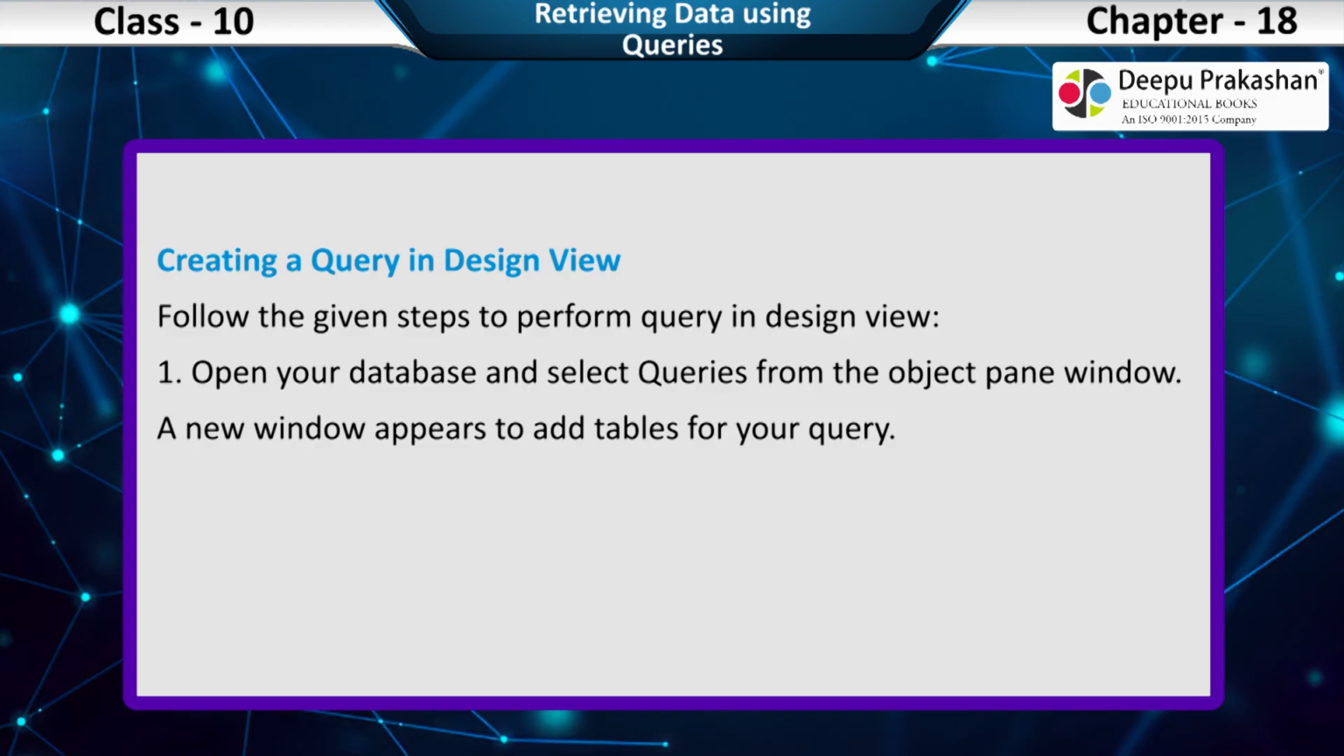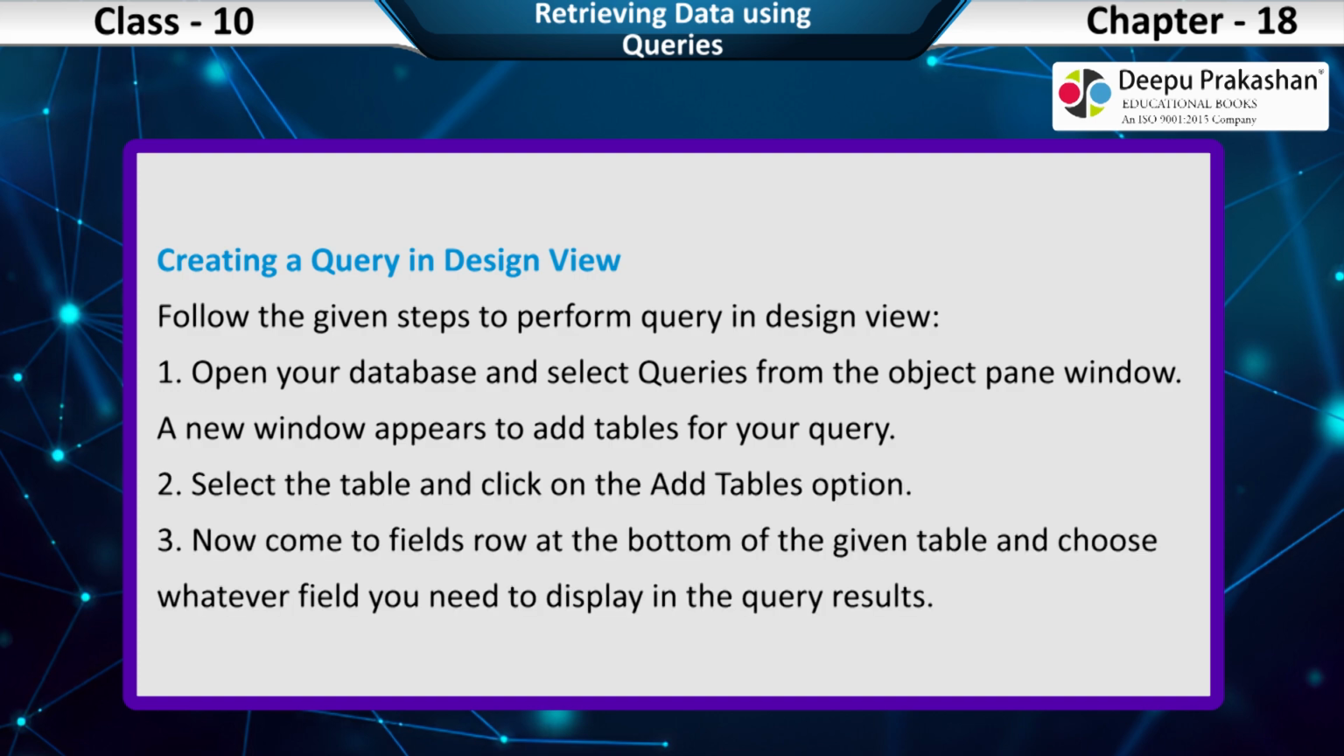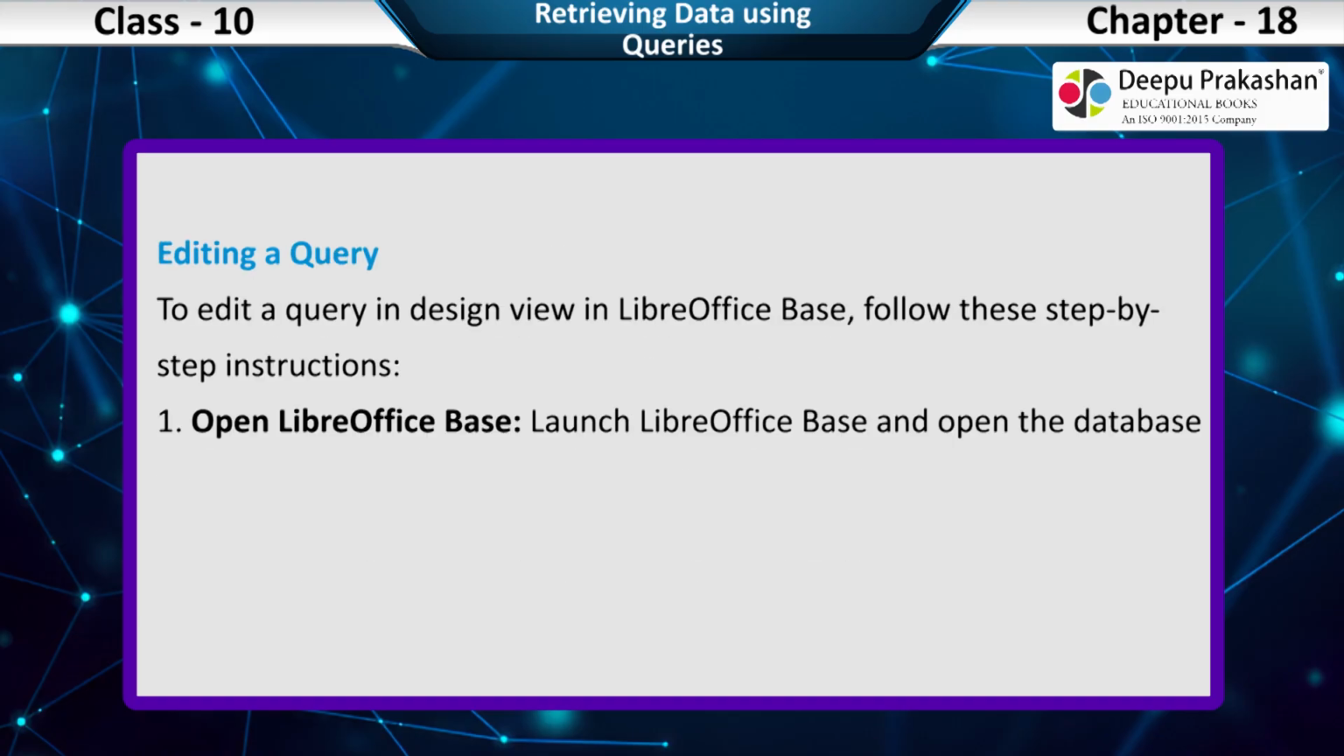Follow the given steps to perform query in Design View. Open your database and select Queries from the Object pane window. A new window appears to add tables for your query. Select the table and click on the Add Tables option. Now come to Fields row at the bottom of the given table and choose whatever field you need to display in the query results. Editing a query.